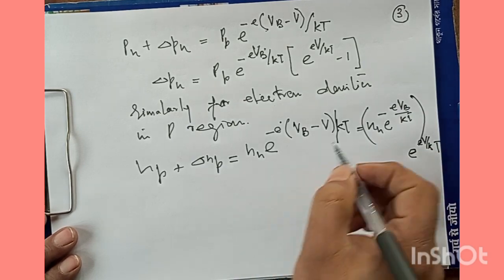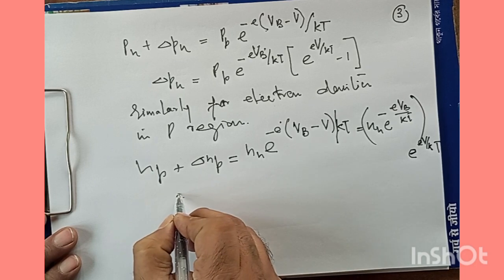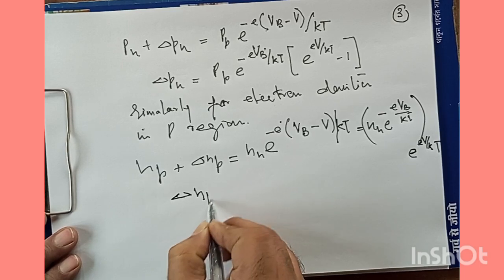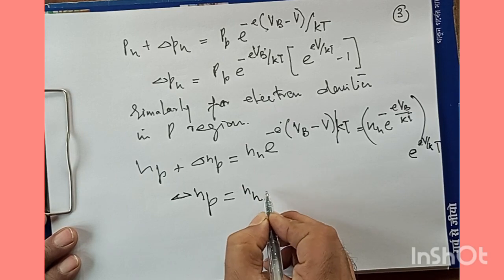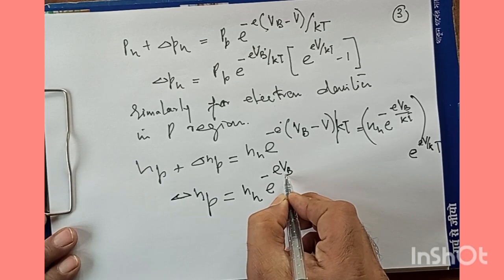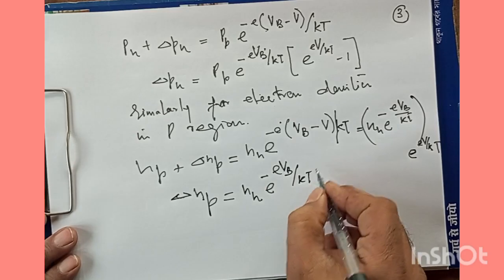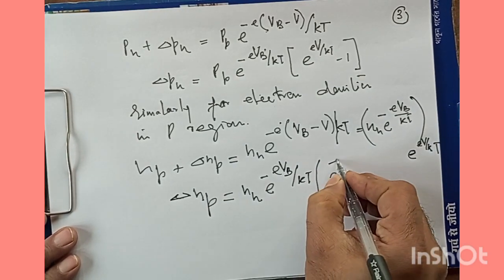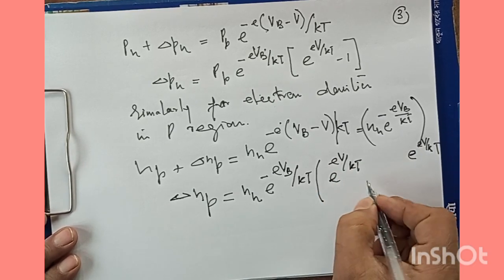So using a similar approach as we did for hole densities, we will be able to calculate this delta n of p. And this delta n of p is n of n e to the power of minus EVB by KT, looking from this side, times e to the power of EV by KT minus 1.